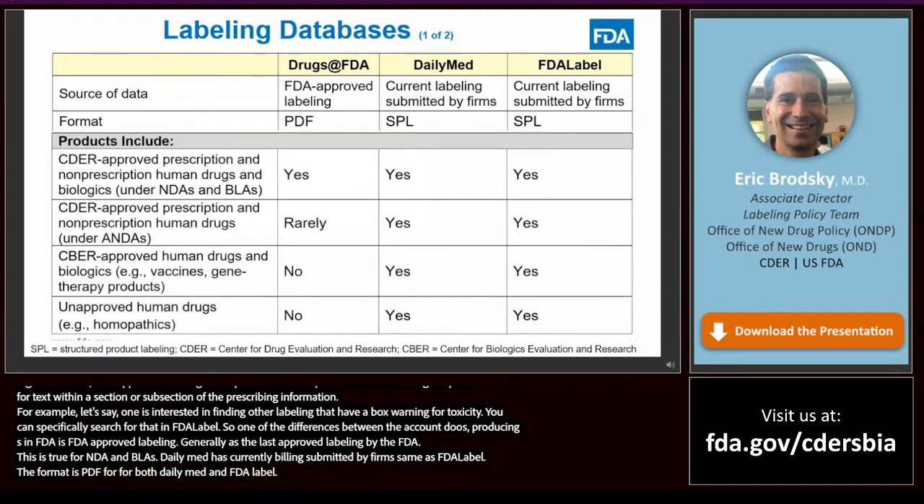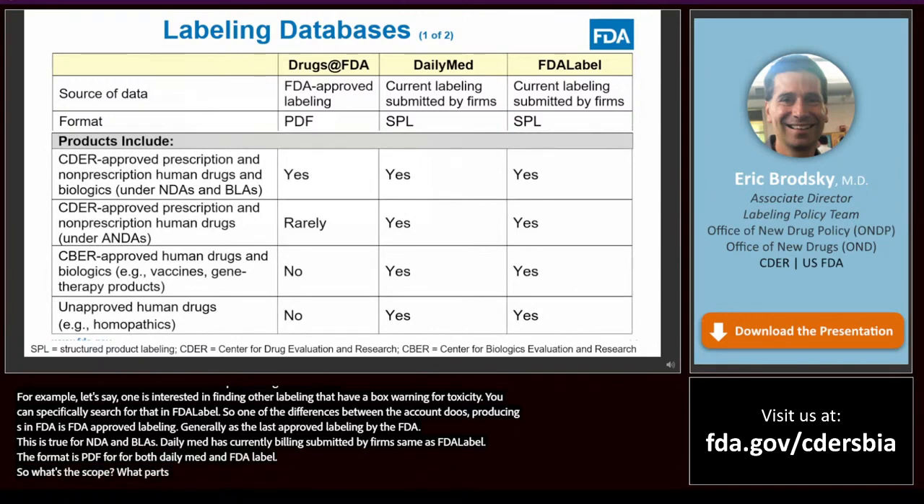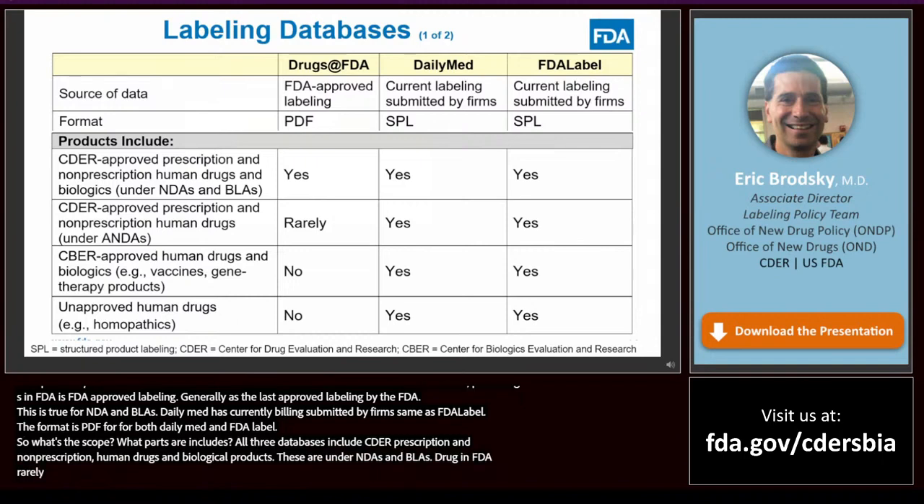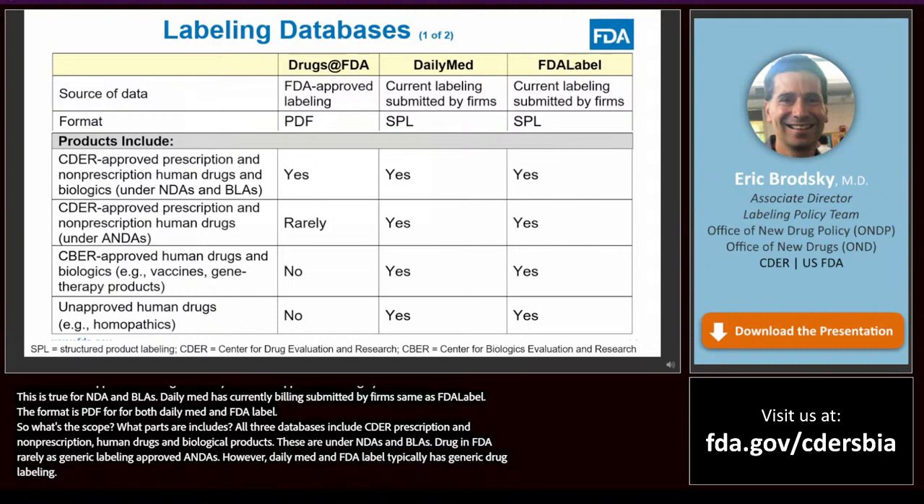So what's the scope? What products are included? All three databases include CDER-approved prescription and non-prescription human drugs and biological products. These are under NDAs and BLAs. Drugs at FDA rarely has generic drug labeling approved under ANDAs. However, DailyMed and FDA Label typically have generic drug labeling. I should say that DailyMed and FDA Label may not have labeling if the product is not being marketed.